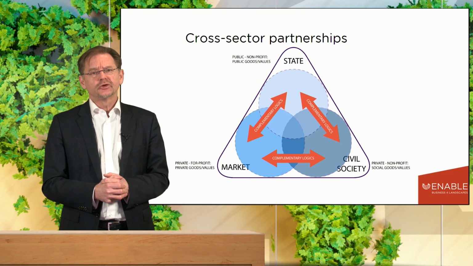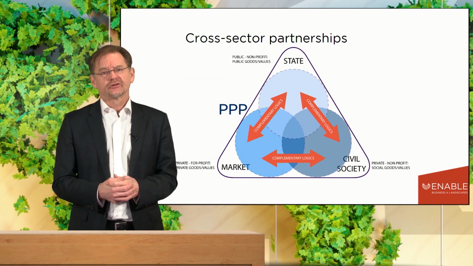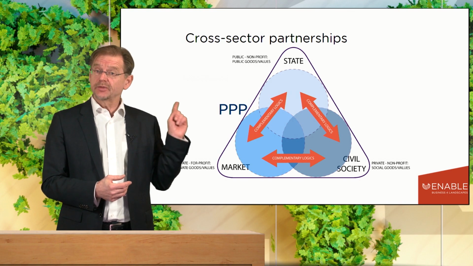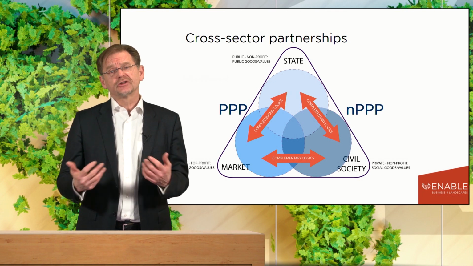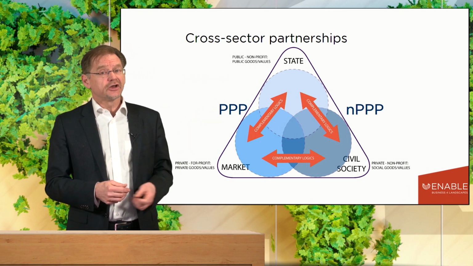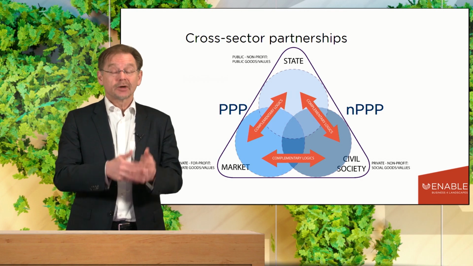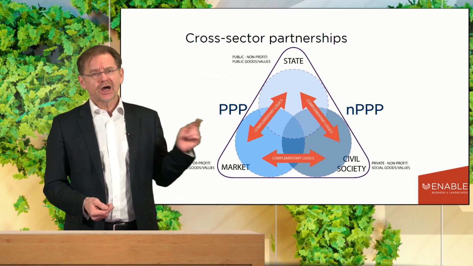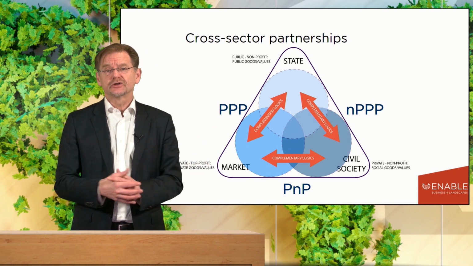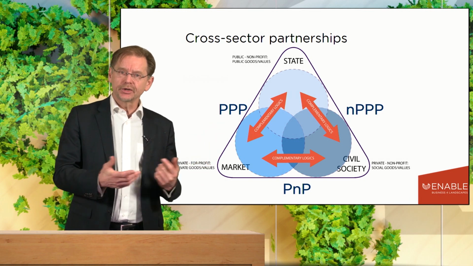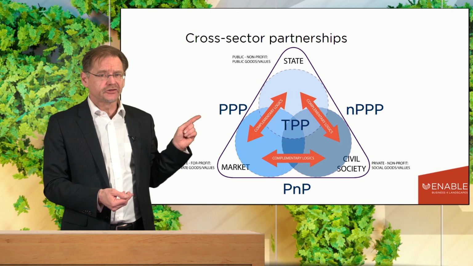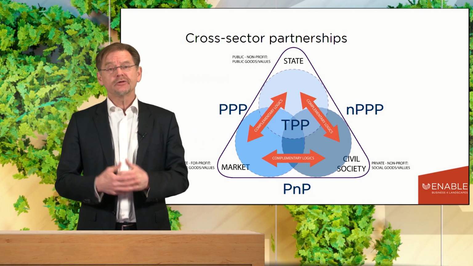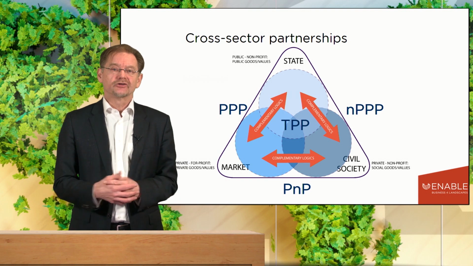Well, as you might remember, we can distinguish between 4 different types of cross-sectoral partnerships. The classic type is a PPP, a public-private partnership. When the state partners with a civil society organization, we call this an NPPP, a non-profit public-private partnership. When private companies partner with civil society organizations, we use the term PNP, or profit non-profit partnerships. And when all 3 sectors are involved in a partnership, we refer to this as a tripartite partnership, or TPP.